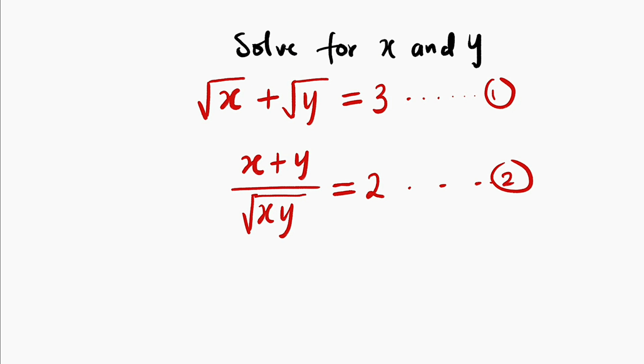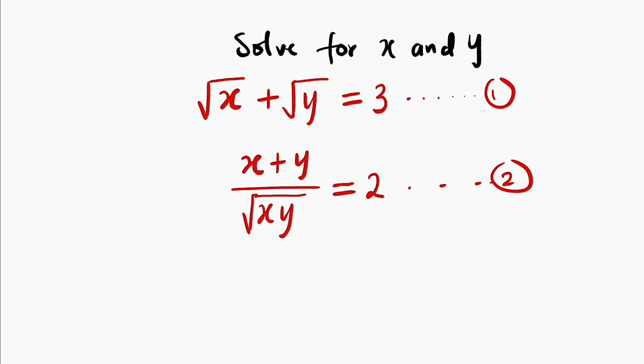We are given that square root of x plus square root of y equals 3. And from the second equation, we have (x plus y) divided by root of xy equals 2. We want to find those values of x and y that will make these two equations true. All right, let's get started.